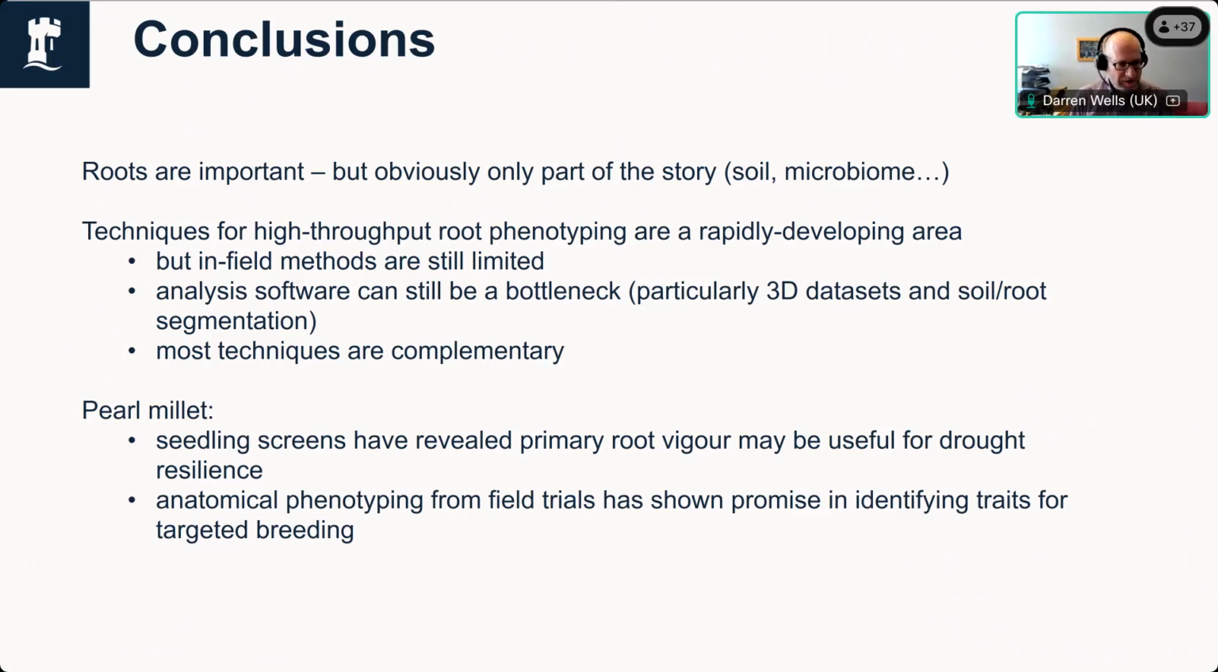And take homes for the millet story is that there are two stories. One is the seedling screens revealed this story about primary root growth and how the primary root can be important in getting over things like early drought. And it's been a nice test bed for anatomical phenotyping of lateral root samples acquired in the real world and sent for testing. And it looks like it's pointing us in the right direction to look at some interesting traits for targeted breeding in the future.